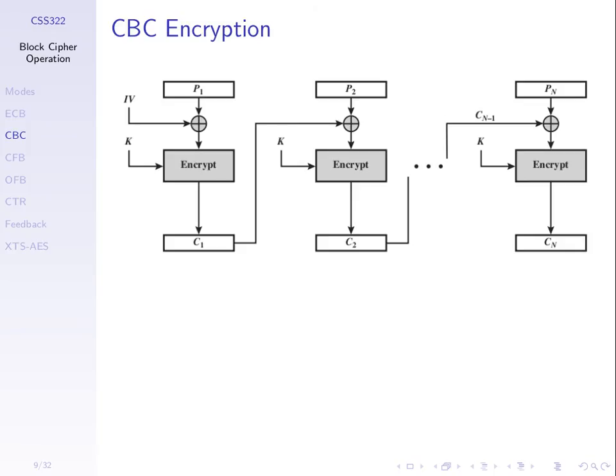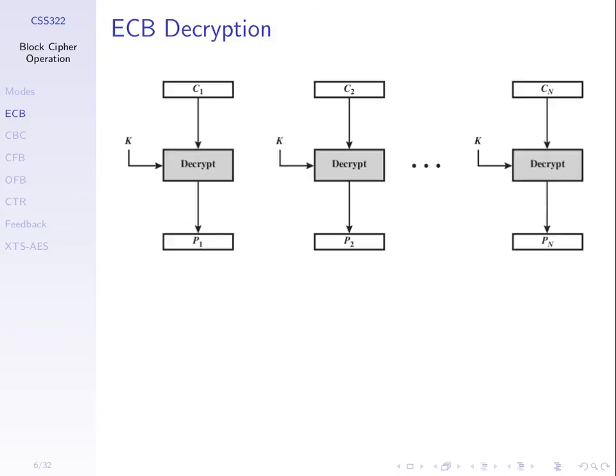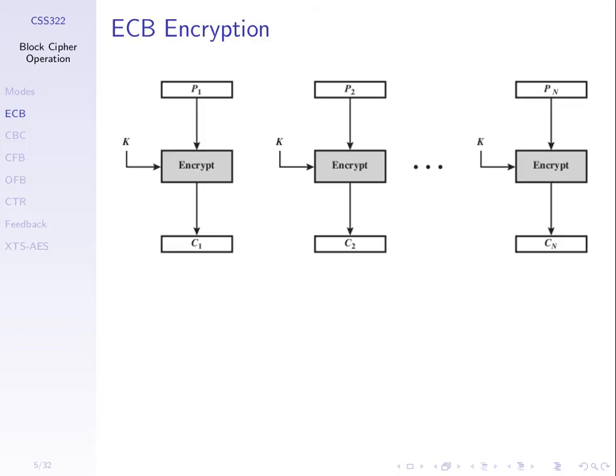So you're right, that is a limitation of this. With ECB, to calculate C2, you only need as input the key and P2. You don't need to wait for the calculation of C1 to complete. So effectively, encrypting with ECB, you can do in parallel.